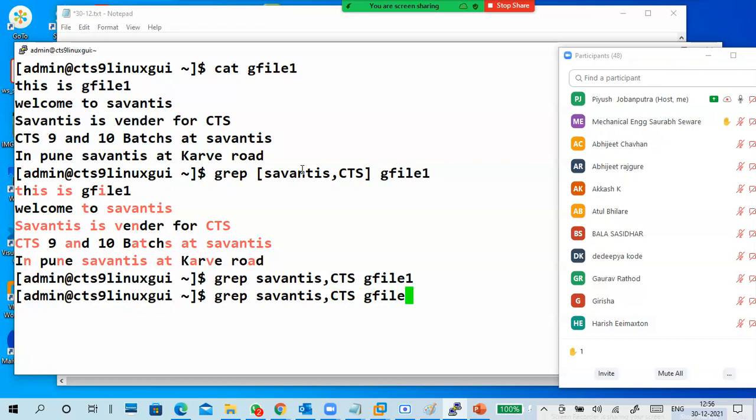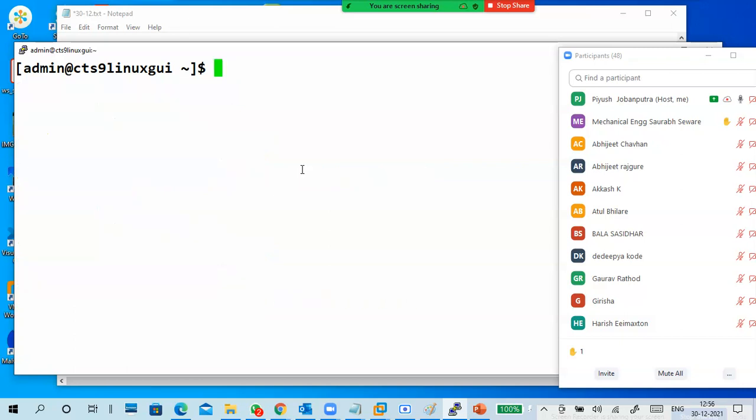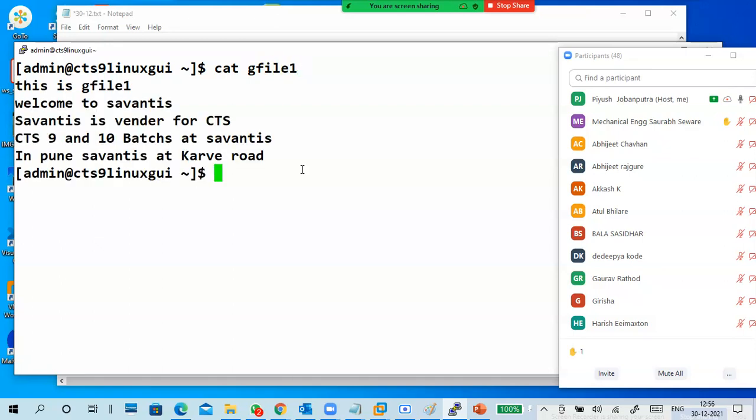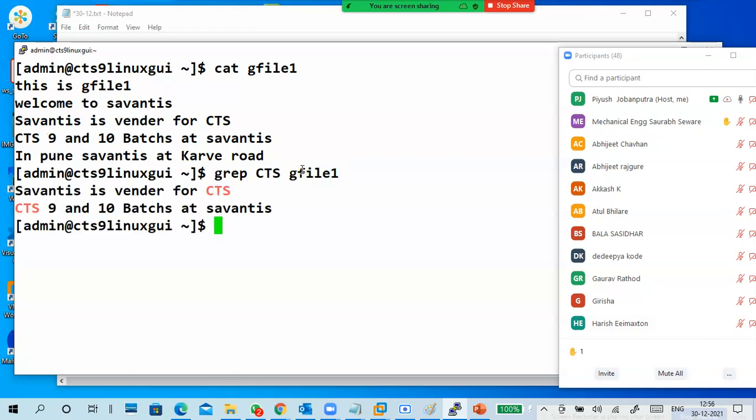There may be an option, guys. In Linux, you can't say not. There must be an option, and that is a very good question. First, cat file one, the entire file. Next, only the lines where the pattern matches. Grep the word. We'll try with CTS also. Grep CTS file one. See, 2 lines are matched with CTS, and only those 2 lines are displayed.